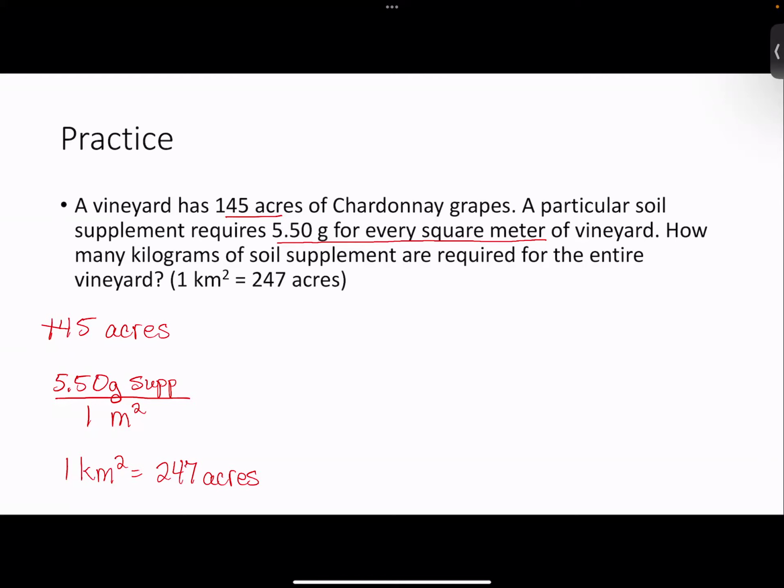The reason I've given you this problem is because one of the questions is, where do you start? Again, 99% of the time, start with something that has only one unit. Don't start with the conversion factor. You can do it, but it makes it more complicated. It's easiest to start with the thing that has only one unit. So I'm going to start with the 145 acres.